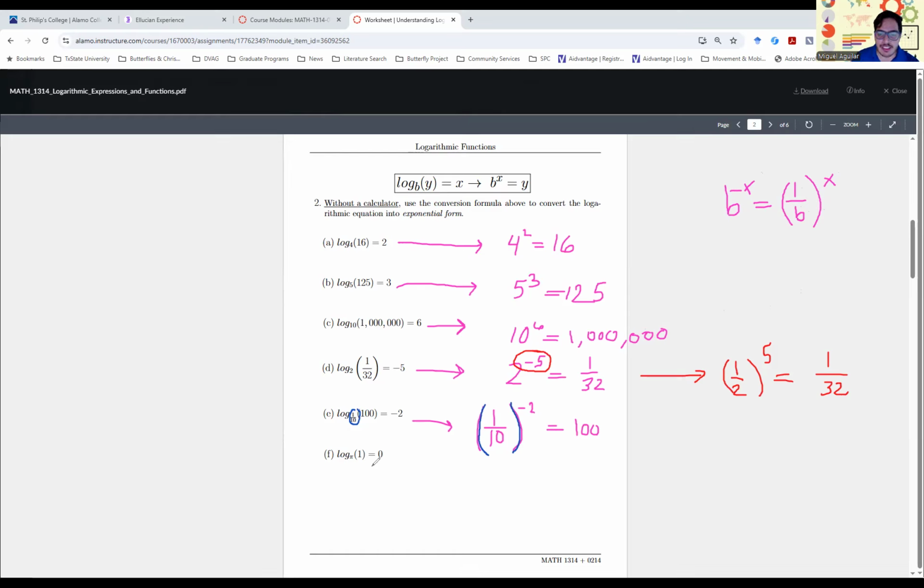Okay. Does anybody want to go ahead and convert this last one to exponential form for us? What would this one look like? Pi to the power of 0 equals 1. There we go. Pi to the power of 0 equals 1. And anything except for 0 raised to the 0 power is equal to 1.